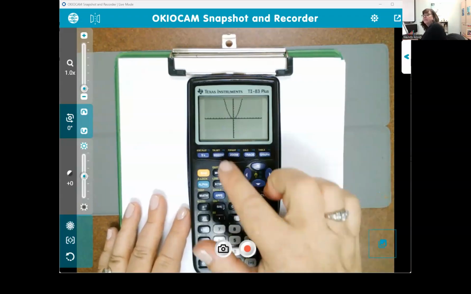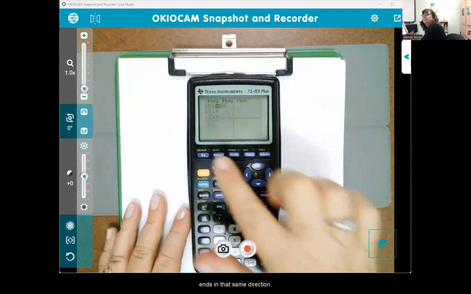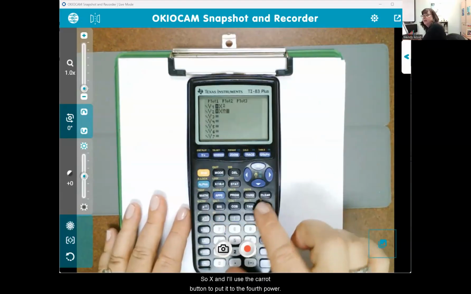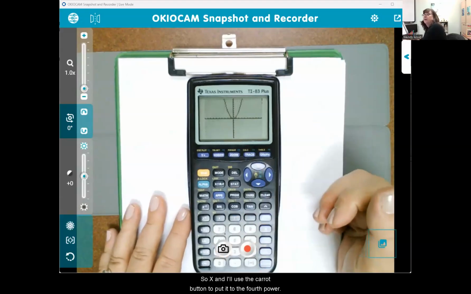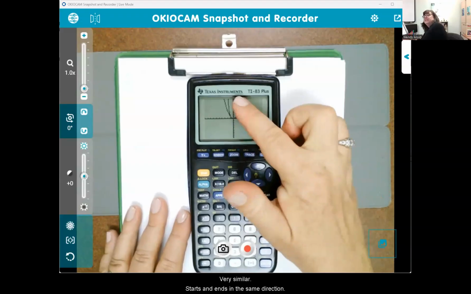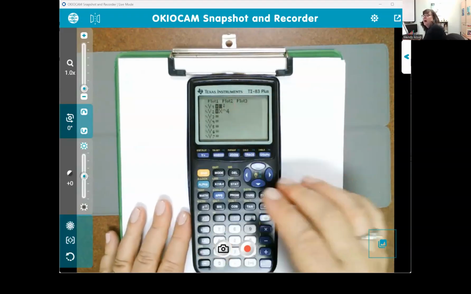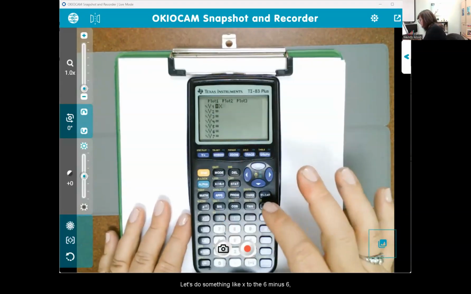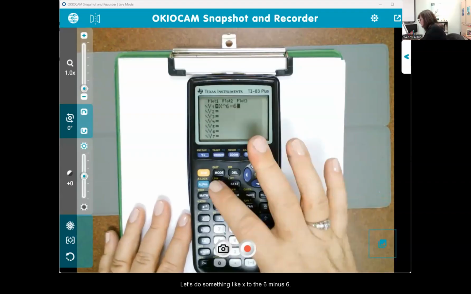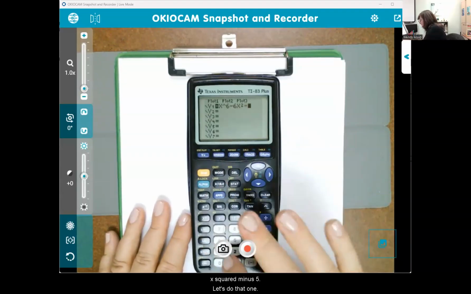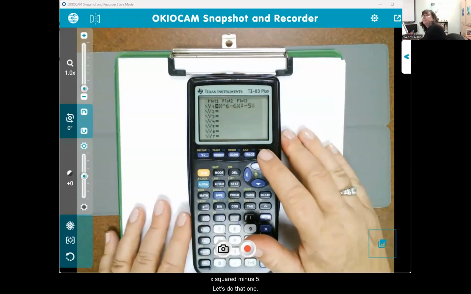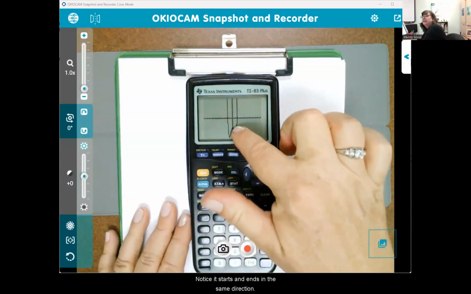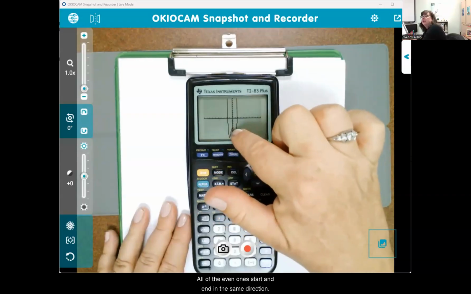Okay. All right, starts in one direction, ends in that same direction. How about x to the 4th? So x, and I'll use the caret button to put it to the 4th power. Very similar, starts and ends in the same direction. Let's do another one that's not one of these basic ones. Let's do something like x to the 6th minus 6x squared minus 5. Let's do that one. Notice it starts and ends in the same direction. All of the even ones start and end in the same direction.